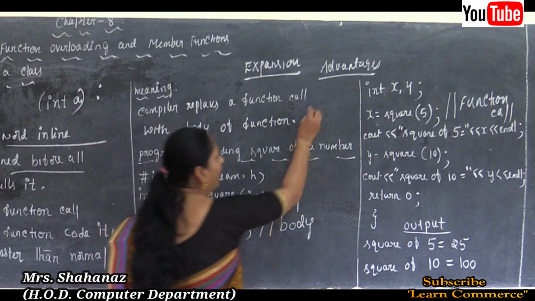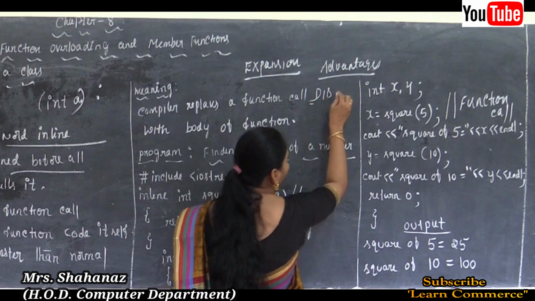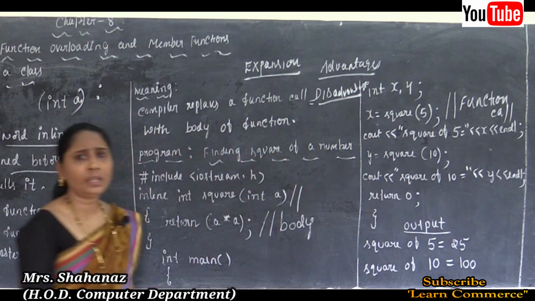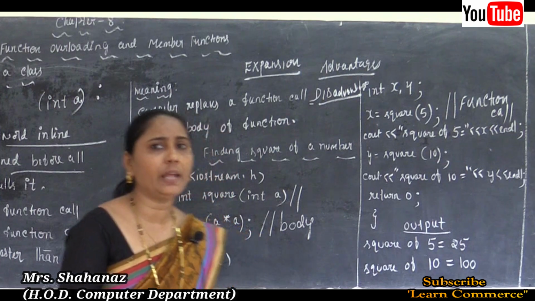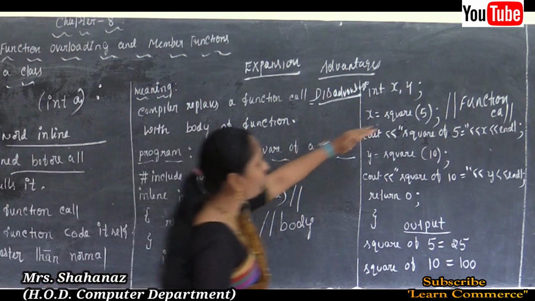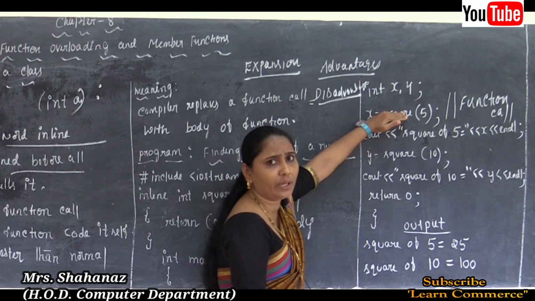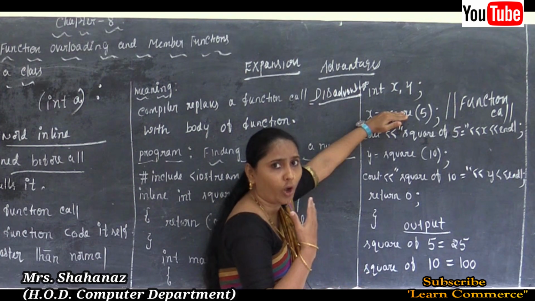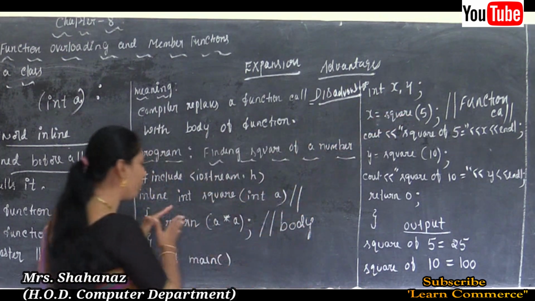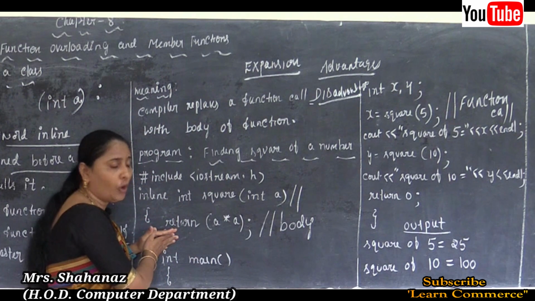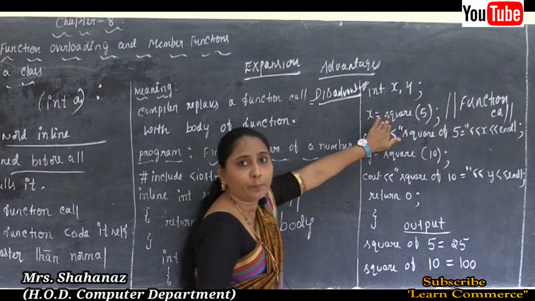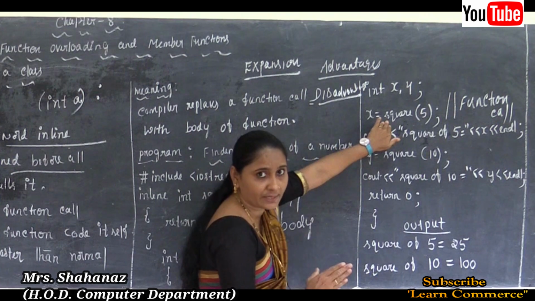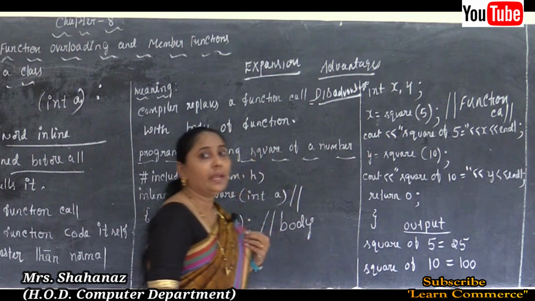Now we know the advantages of the inline function. Now let's see some disadvantages of our inline function. When you are going to call the function, what's the meaning of the inline function? The compiler replaces the function call with the body of the function. When you call the function, whatever we write in the body of the function is added in place of the function call. It is going to replace it at such places. So this is the disadvantage of the inline function.